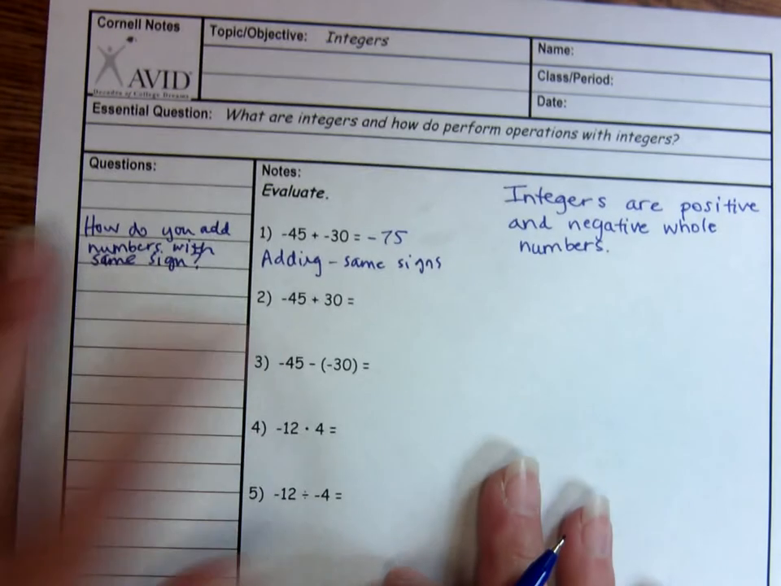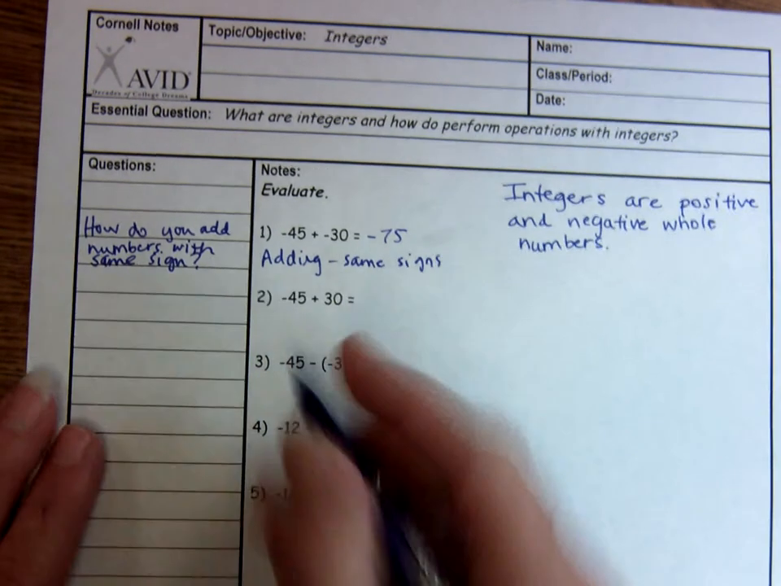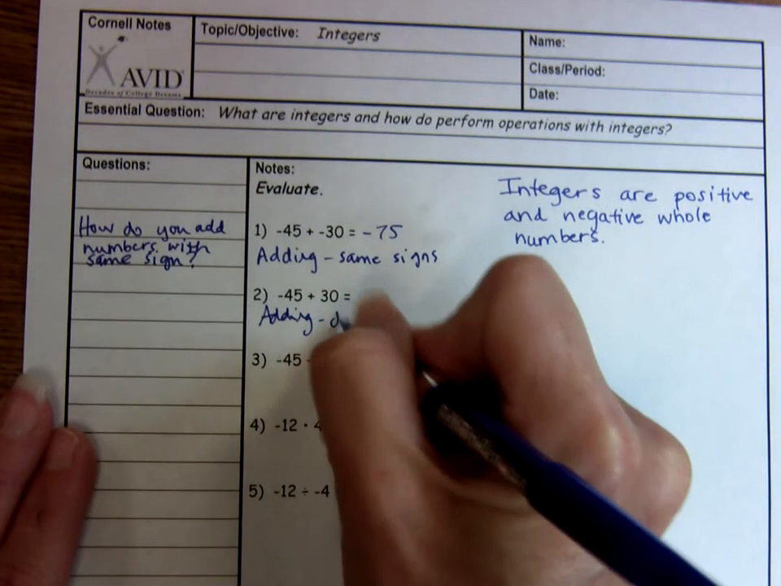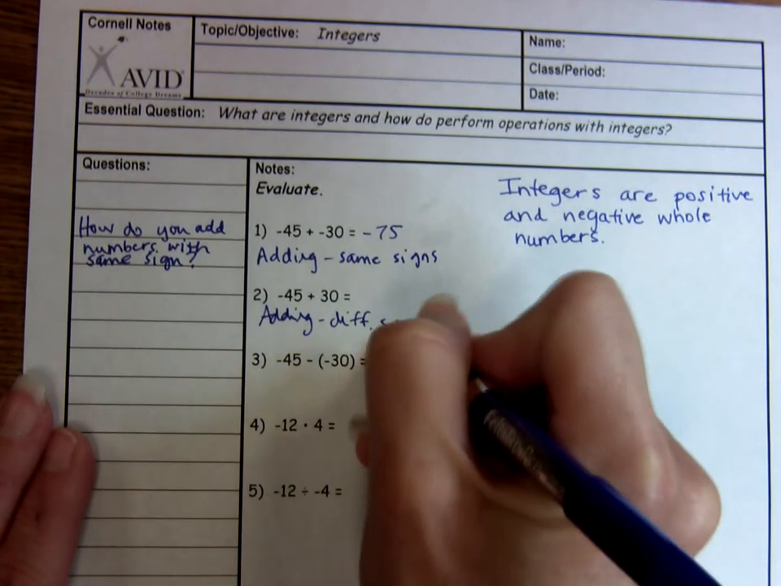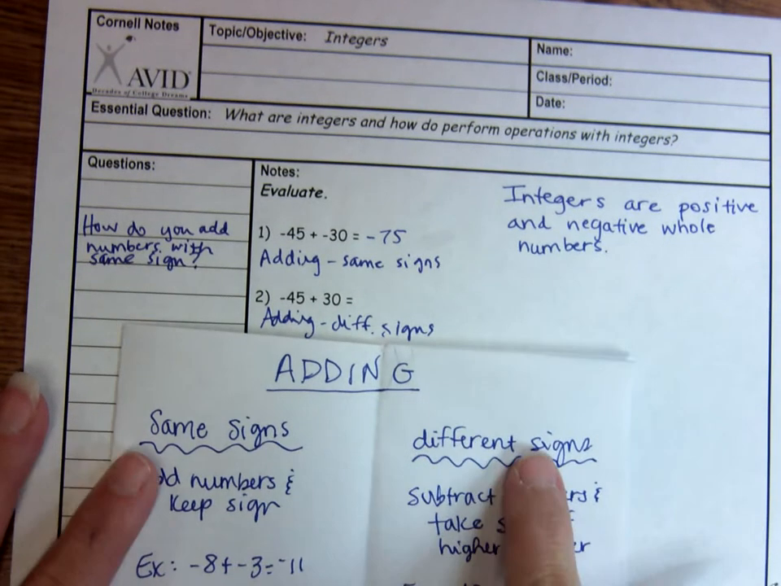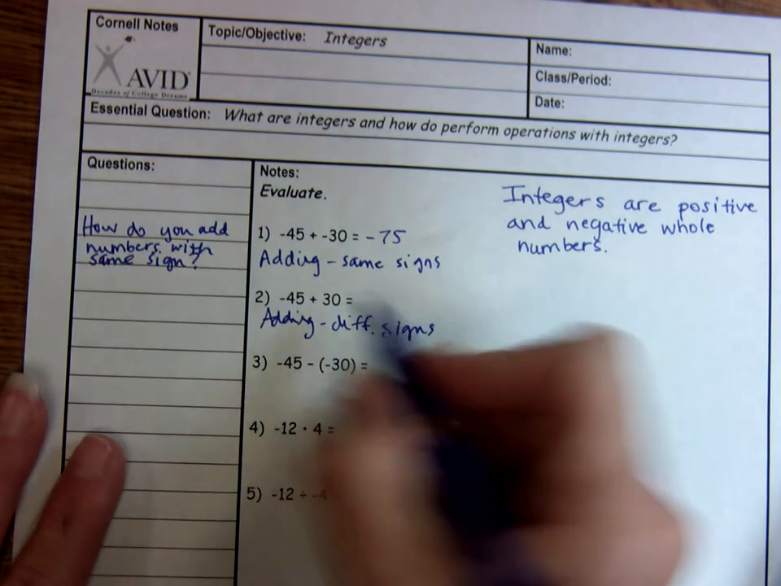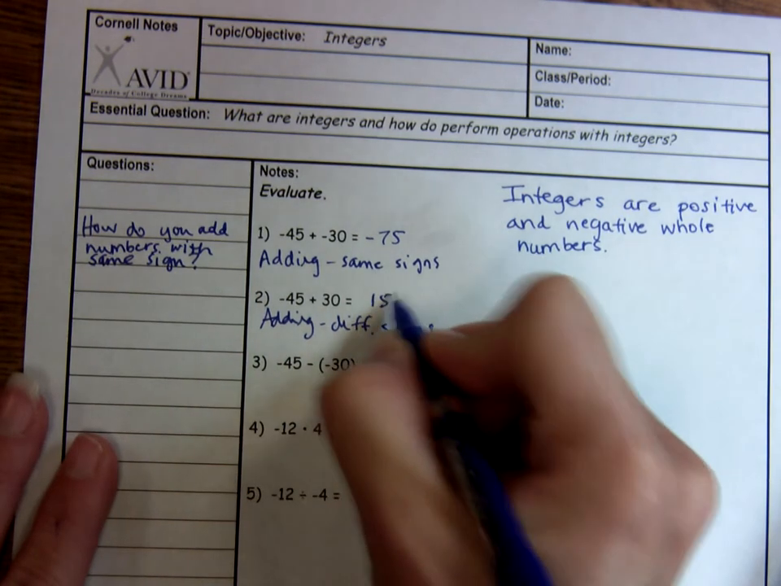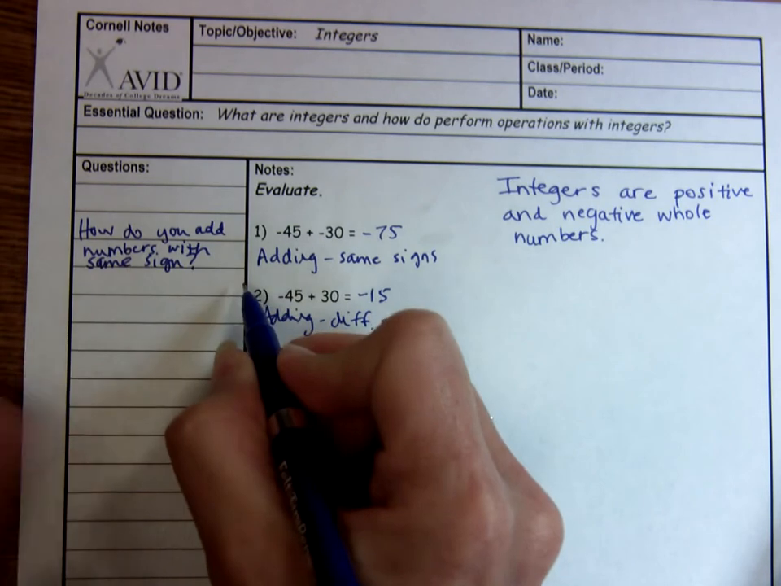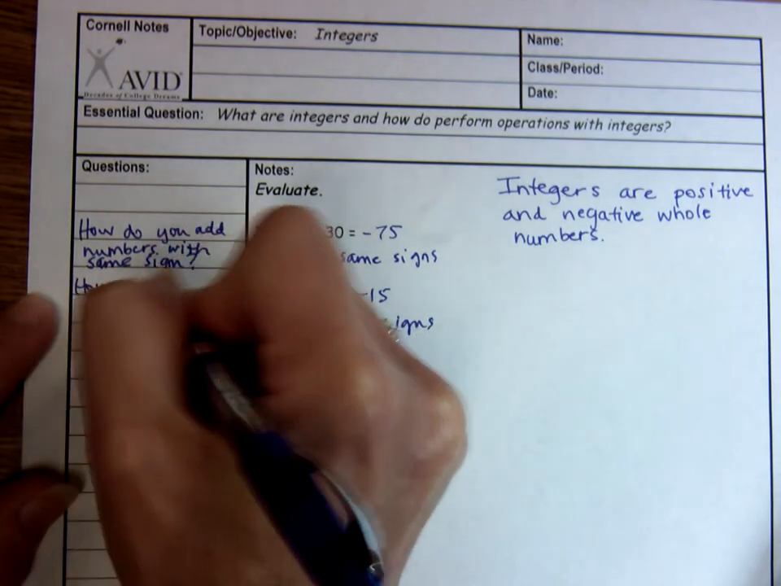Number 2, negative 45 plus 30. First of all, you see that this is an adding problem, and they are different signs. So you look at your rule book. Adding with different signs says subtract the numbers and take the sign of the higher number. So we subtract the numbers and get 15, and the higher number is a negative. So a question that you might write with this one would be, how do you add numbers with different signs?